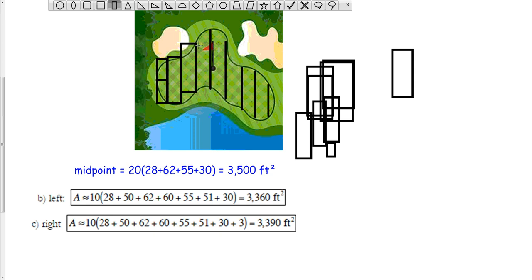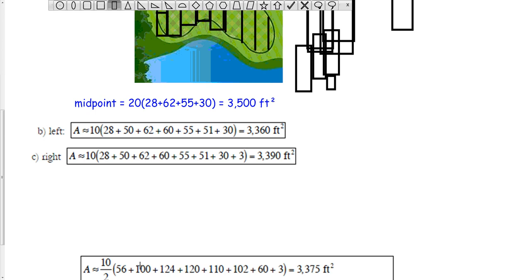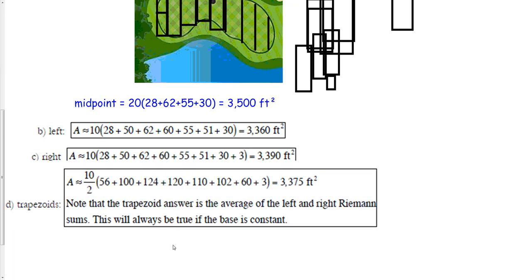In this interval, to estimate the area of the green, I'm going to pick the height on the right. And we proceed the entire width of the green, and add up all those rectangles. Notice that my last rectangle is going to have a height of 3 feet. I don't use 0 feet, the one on the left, but I do use 3 feet, the one on the right, and I get 3,390 square feet for the right hand. If I average my left and right hand rectangles, I will get the trapezoid estimate.